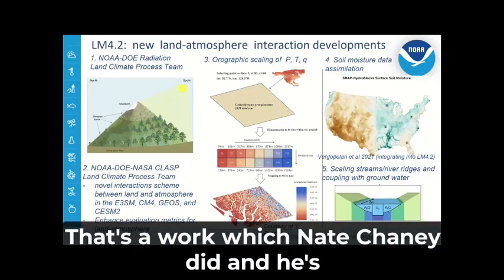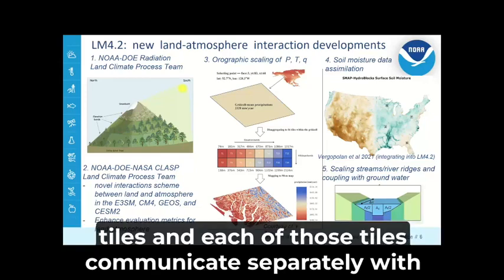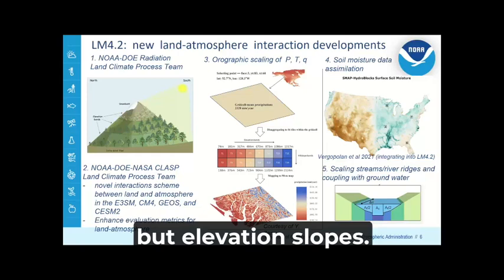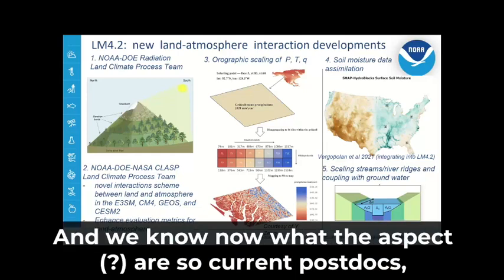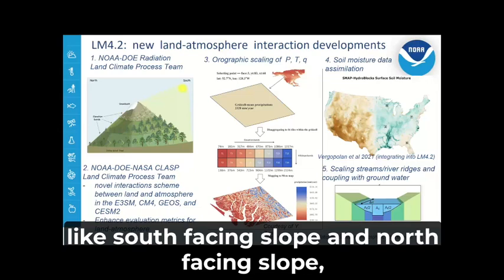That's a work which Ned Cheney did, and he's going to speak more about it. And then we could basically channel the water between those tiles, and each of those tiles communicates separately with atmosphere. Later on, we added not just hill slopes, but elevation slopes, and we know now what the aspects are. So current postdocs like Enrico Zergetto work on the effect of the aspect, like south-facing slope and north-facing slope.